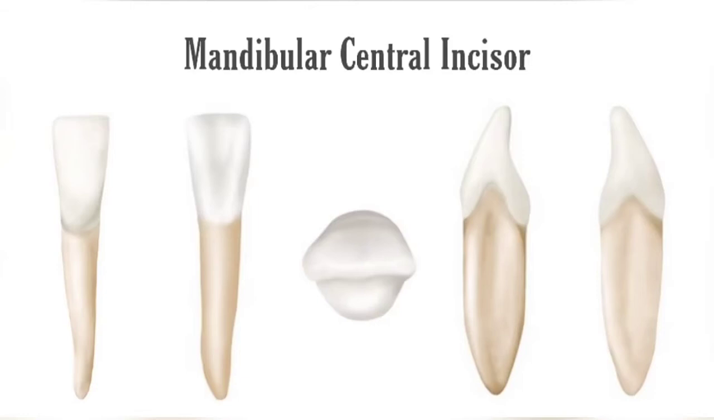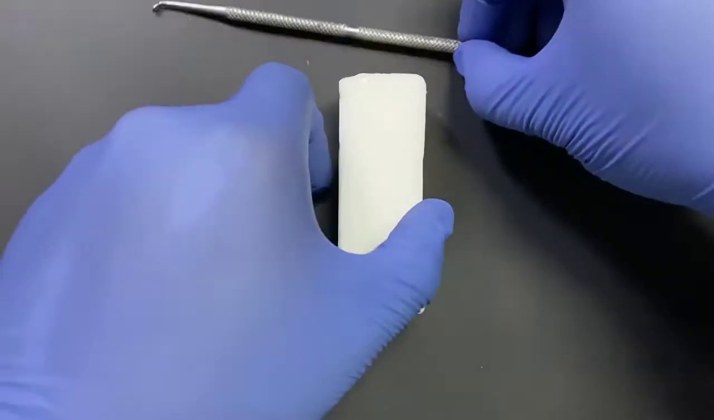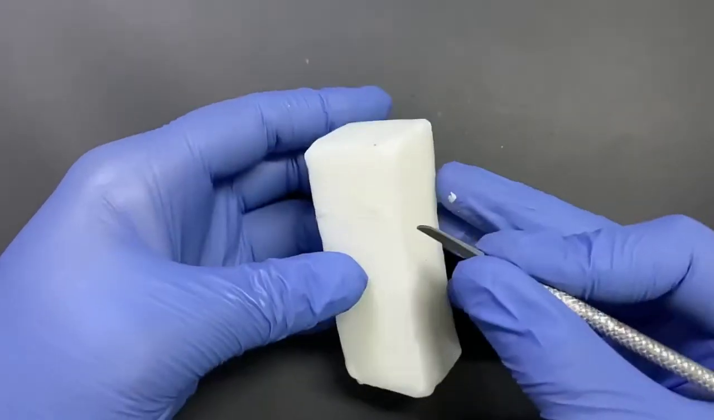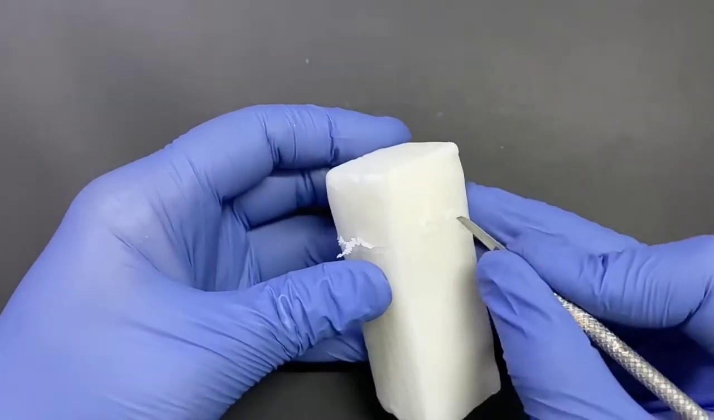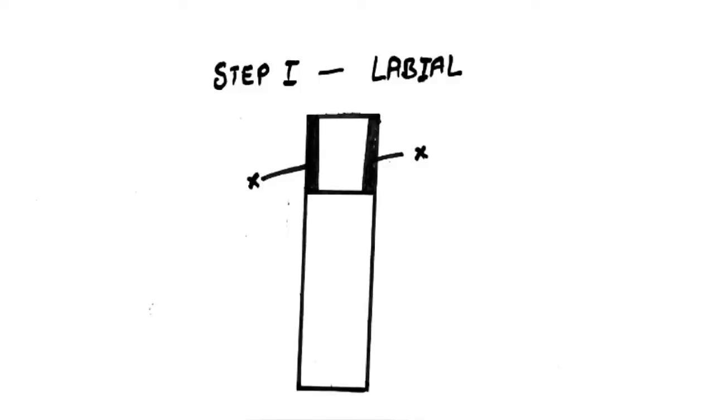So I welcome you all into this carving session wherein we would be discussing the carving of the mandibular central incisor. The carvings have been made by Dr. Rahul Hazre, and here we start by demarcating the crown area from the root portion. This demarcation will assist you in the formation of the crown.